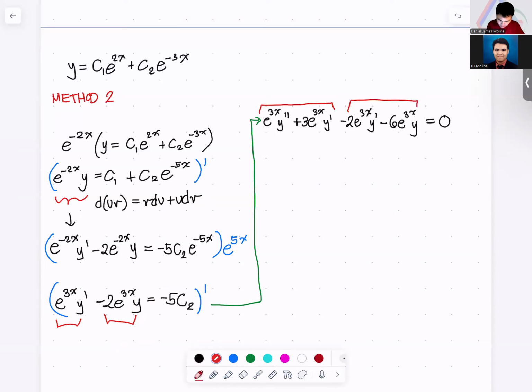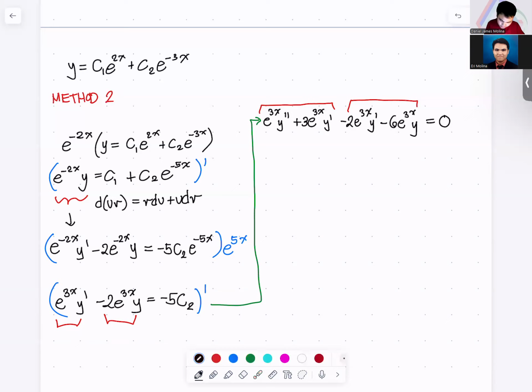Okay, then we are almost done. We just have to simplify the equation. Of course, this term is a common term, e raised to 3x. And at the same time, we cannot assume that e raised to 3x is 0, right? E raised to 3x can never be 0. It's always greater than 0 for any value of x.